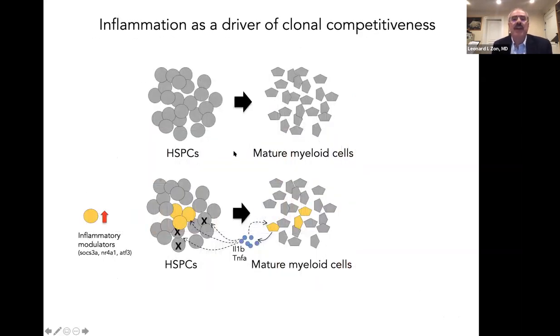So another way of saying it is that the inflammation is driving some of this competitiveness to allow a clone to expand. These mature myeloid cells are secreting IL-1 and TNF-alpha, but the stem cells that are surviving are actually resistant to this. And so this allows for a selective type of process.